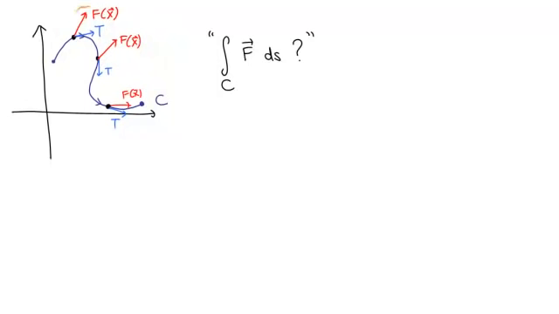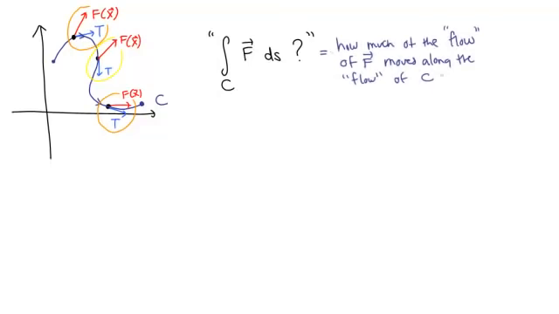You might notice that sometimes the vector field and the unit tangent are pointing in roughly the same direction, whereas at other times they're pointing in opposite directions. So one of the things that we might measure is, intuitively, how much of the flow of f moves along the flow of c.